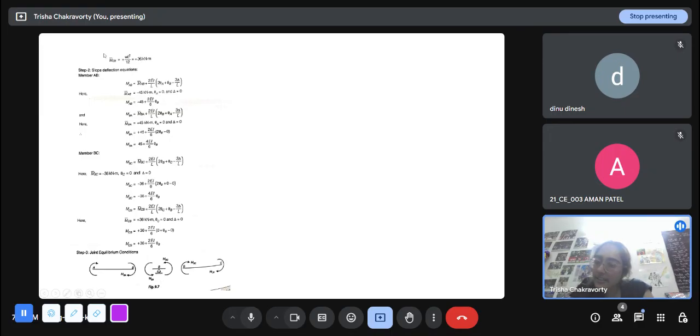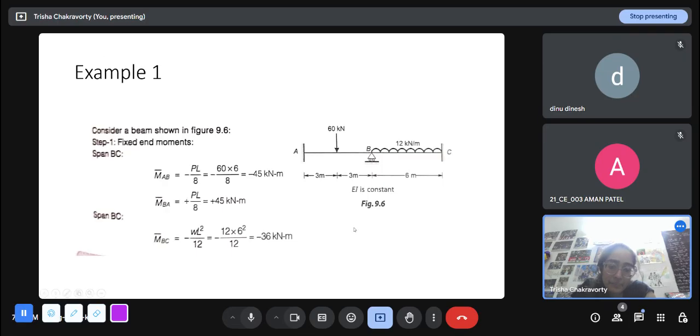In step 2, I'm going to write down the slope deflection equation. So what are my unknowns here? Here, both the delta and theta are restrained.